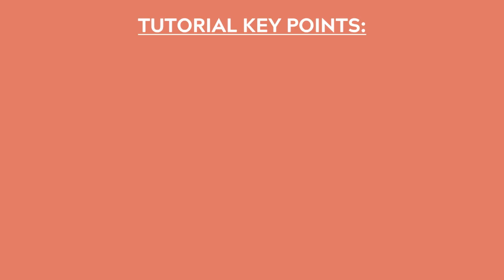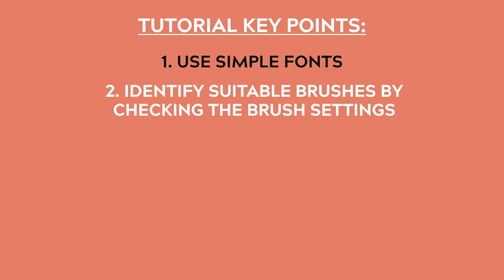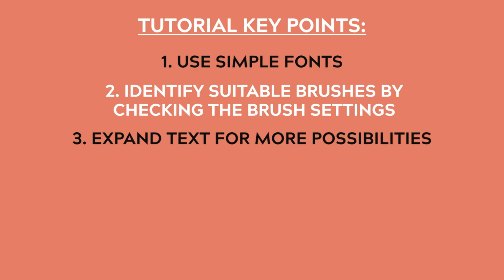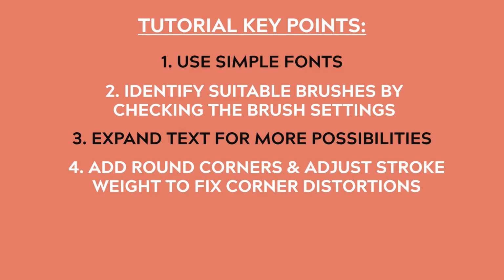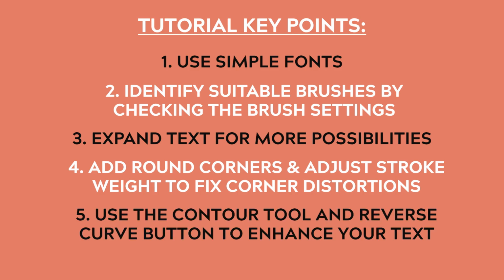Before I show you the complete hand-drawn style lettering process, I wanted to quickly recap the main points from the video. Number 1. Work with simple fonts. Ones with rounded edges are good, but right-angled corners give you more flexibility. 2. Choose your brush wisely. Check the brush settings to make sure the brush is suitable for closed curves. 3. Expand your text to curves for greater editing possibilities. 4. Adding round corners and adjusting the stroke weight are great ways to fix brush distortion. And 5. Make use of the contour tool and reverse curve button to further enhance your text.